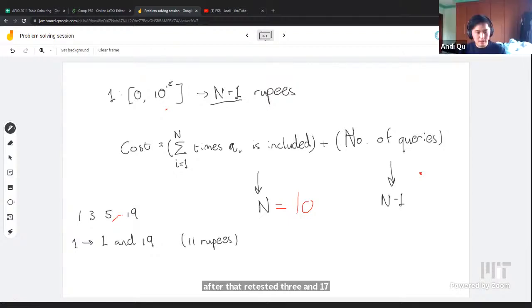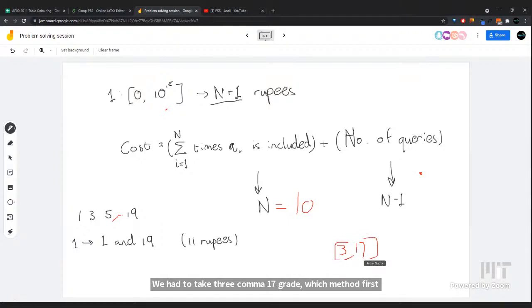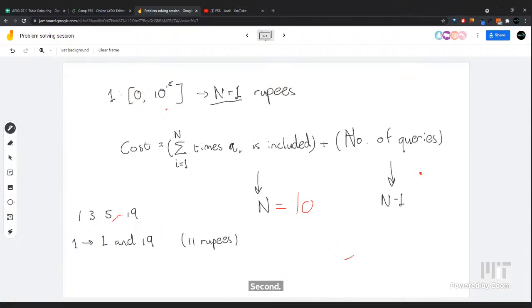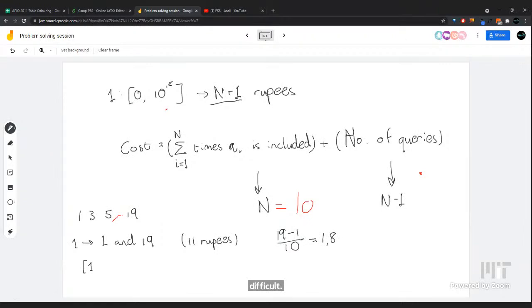Then after that, we tested 3 and 17. No, wait, which method is this, first problem or second problem? Second. We're doing block querying, right? So the second one would be 19 minus 1 over 10 minus 1, which is 18 over 9, which is equal to 2.